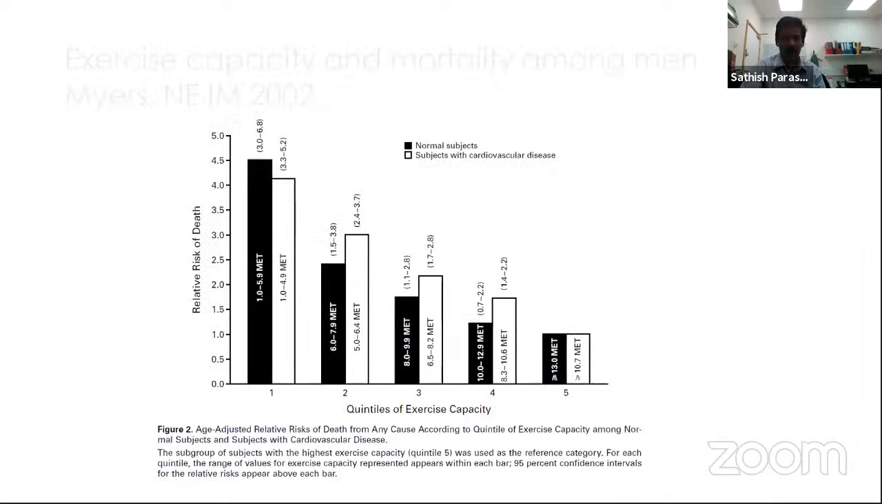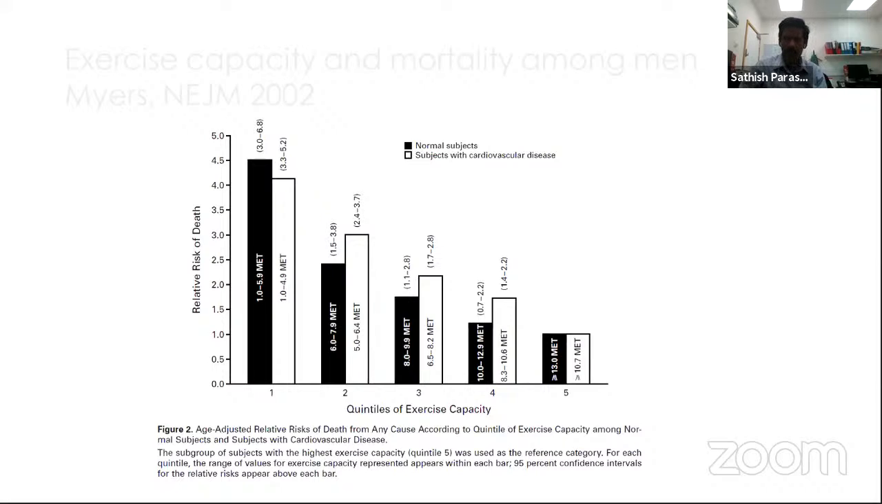Here again, the black bars are the patients with no cardiovascular disease, and the white bars are the patients with cardiovascular disease. So it doesn't matter whether you have heart disease or not. What mattered was the exercise capacity.